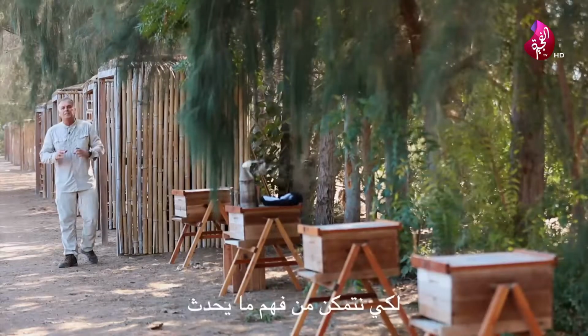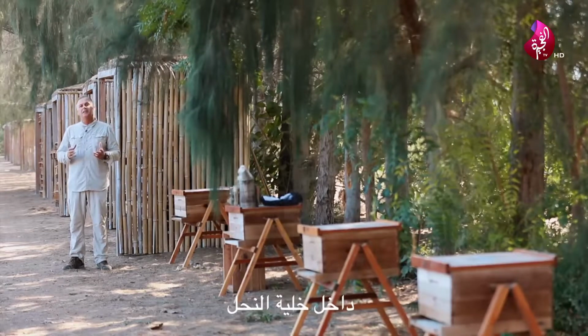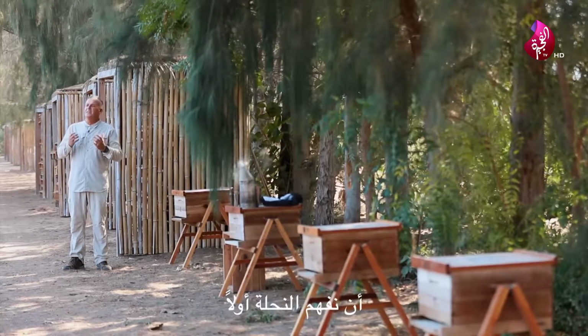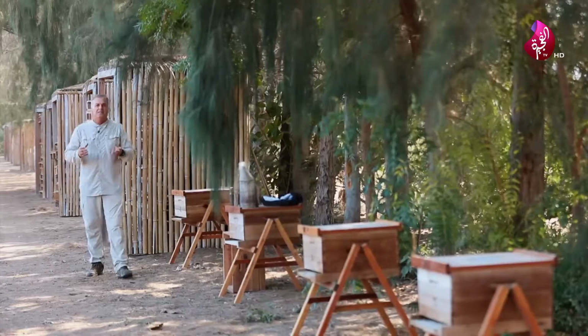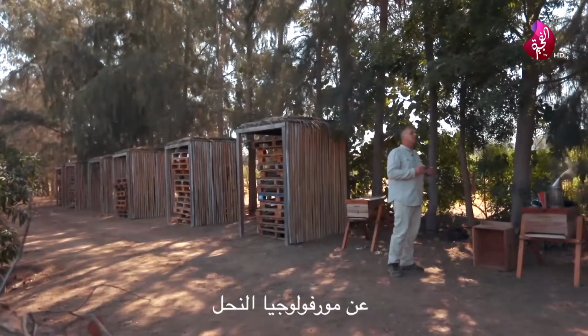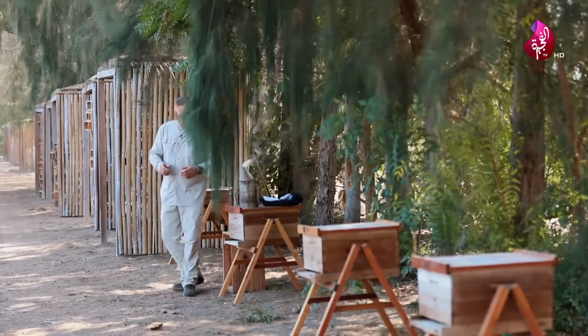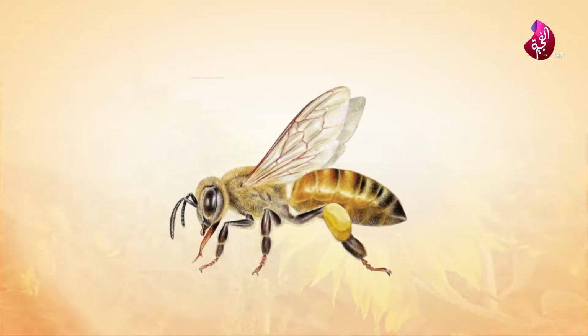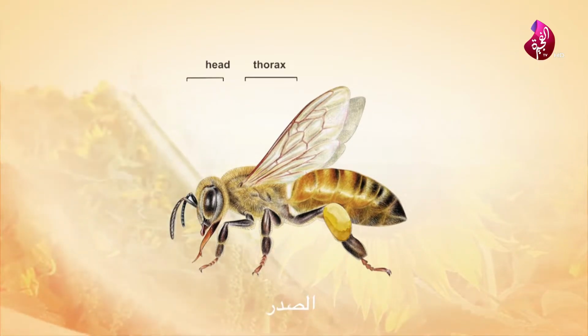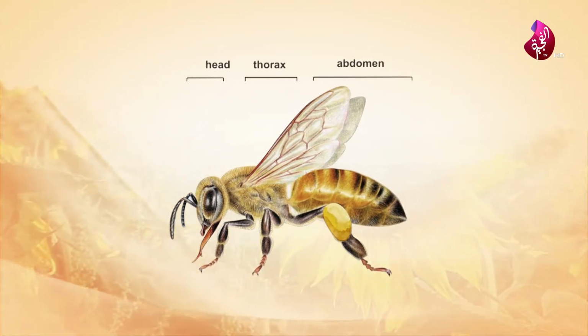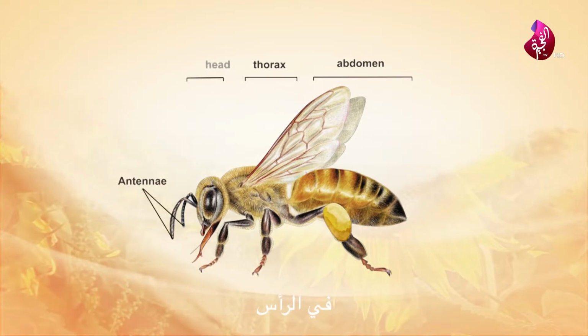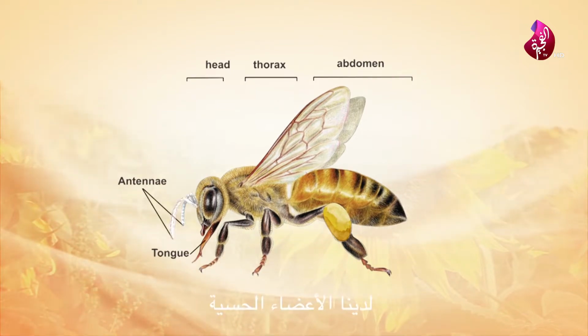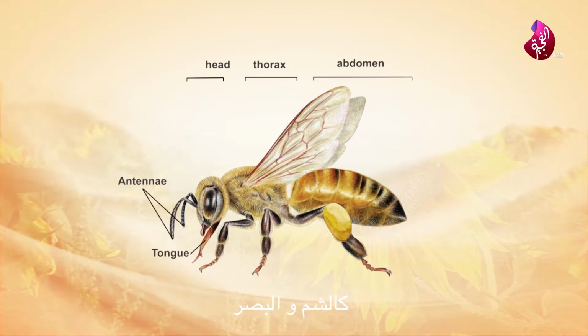For understanding what happens inside a bee nest, it's necessary to understand the bee. And we will talk about bee morphology so you can understand what happens inside a hive. The bee body is divided into three different parts: the head, thorax, and abdomen. In the head, we have the sense organs such as smell and sight.